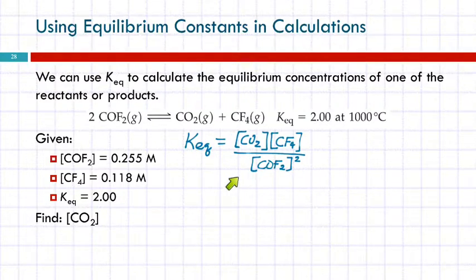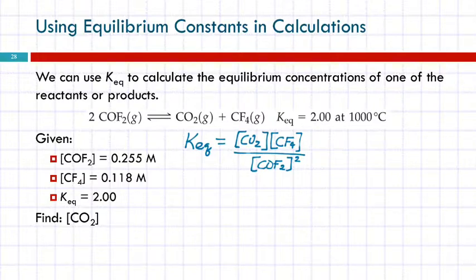I want to rearrange this equation so that I get CO2 by itself. Some of you can do that in your head or by mumbling to yourself, and some of you have a hard time with this. So I'm talking to the people who have a hard time with this. This equation has a fraction in it. Let's cross multiply and get rid of the fraction.